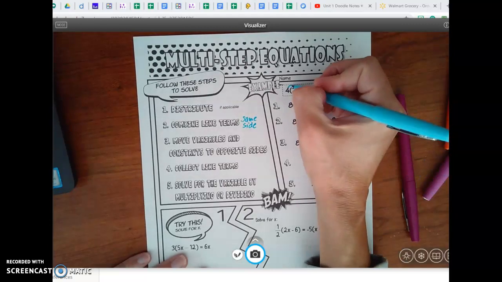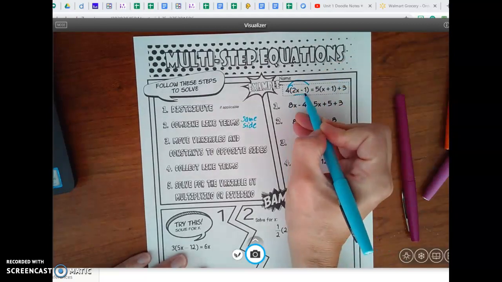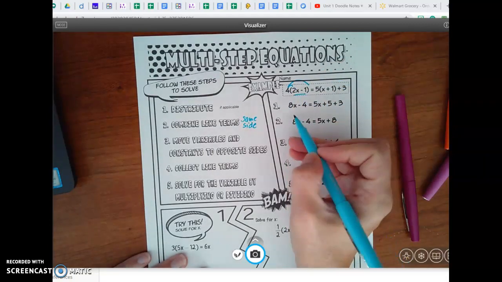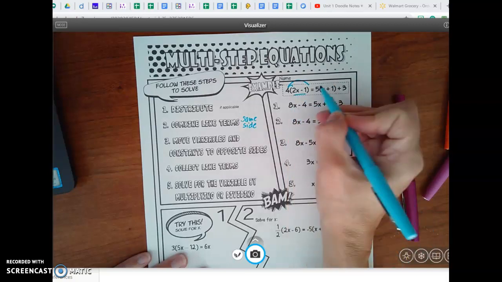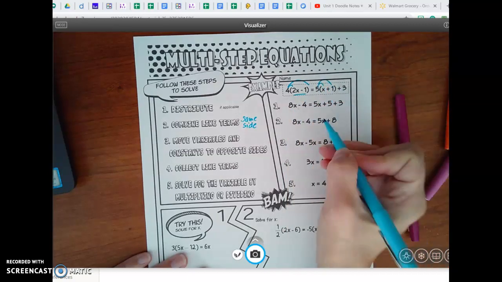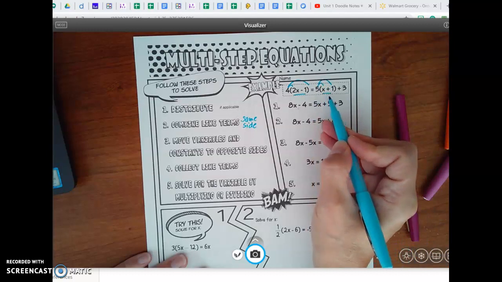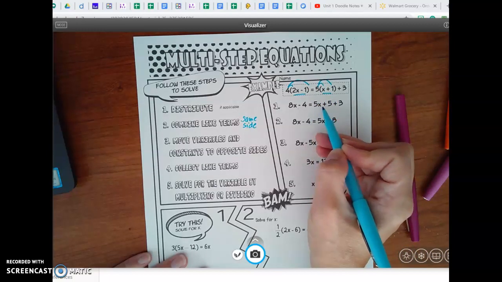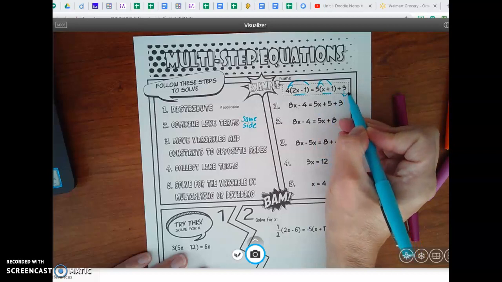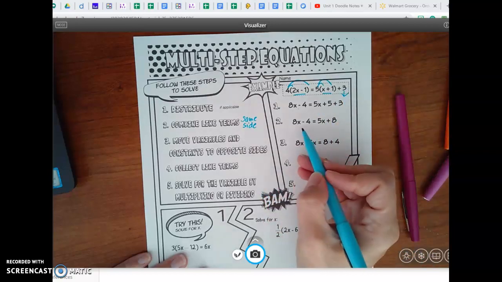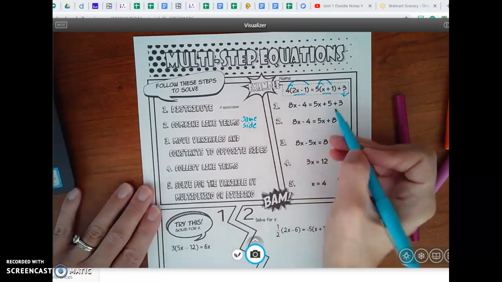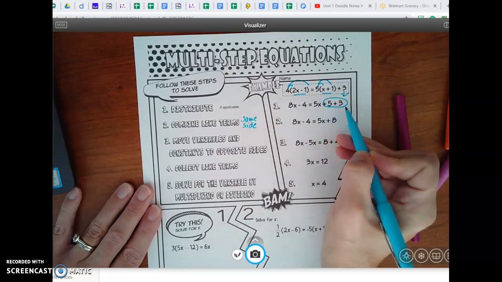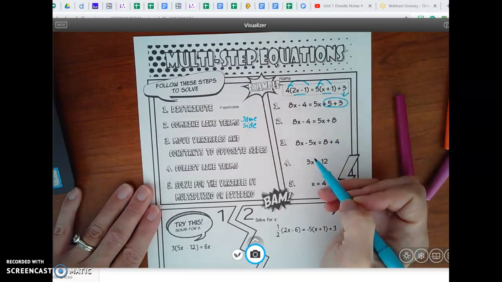Since I have parentheses, I'm going to multiply first, making sure I multiply by everything inside the parentheses to get 8x minus 4. Then I'm going to multiply or distribute on the other side, again, including everything in the parentheses to get 5x plus 5. And then this 3 just gets brought down. The second step is to combine like terms. Well, I have 2 constants over here, so 5 plus 3 becomes 8.